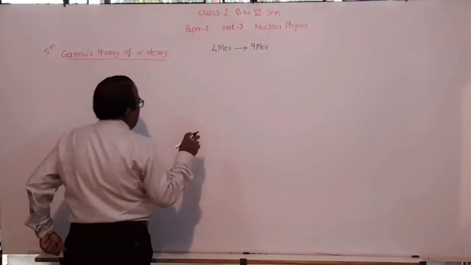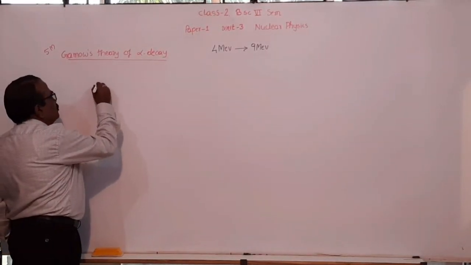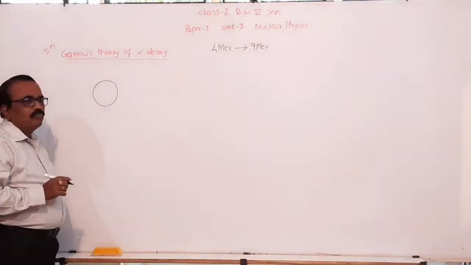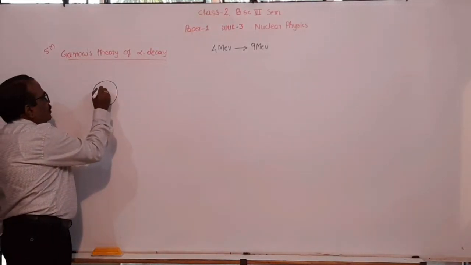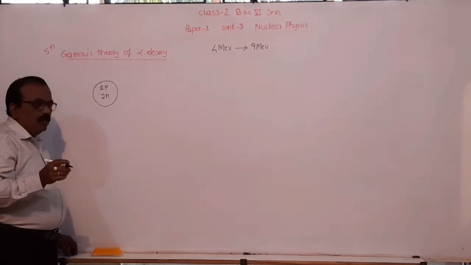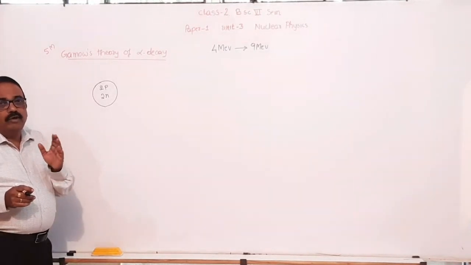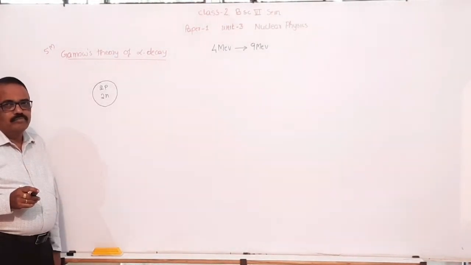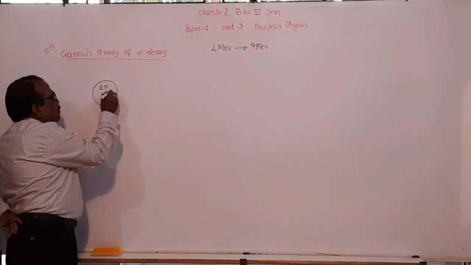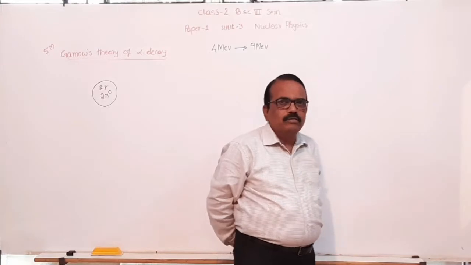So when the alpha particle is inside the nucleus, assume that this is the radioactive element. So the alpha particle is formed when 2 protons and 2 neutrons combine together inside the nucleus. At that time the alpha particle is formed. So 2 protons and 2 neutrons. Assume that this is an alpha particle. Now the alpha particle is inside the nucleus.